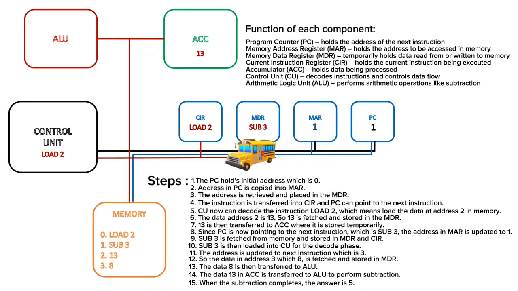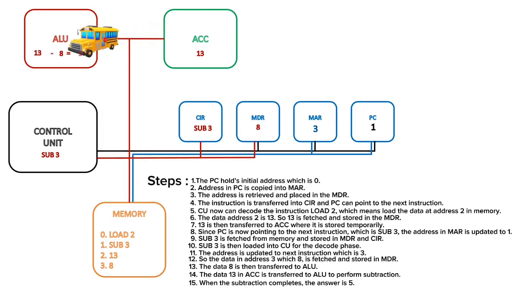So sub 3 is uploaded into MDR, CIR, and then moved to control unit to be decoded. To execute sub 3, the MAR has to be updated into 3, and the data 8 has to be updated at MDR and ALU. Now we retrieve the 13 from accumulator and upload it into ALU so that the ALU can carry out its mathematical operation.